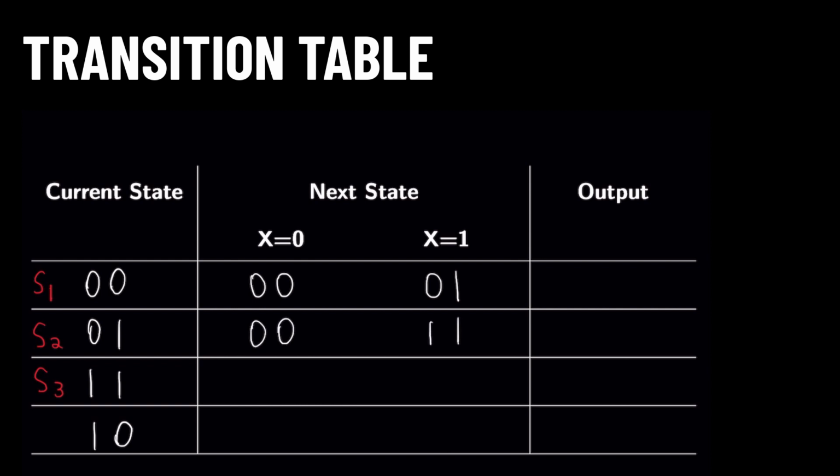Continue this for S2 and S3. Then, fill in the output values y and z for each state. Finally, consider if the current state is 1, 0. We don't expect this condition to ever occur, so the next state and output values are don't cares.